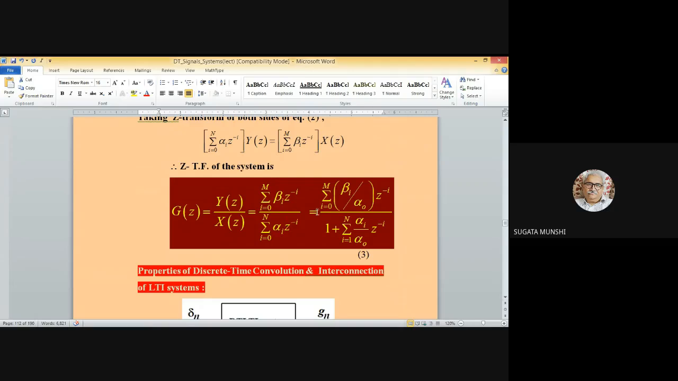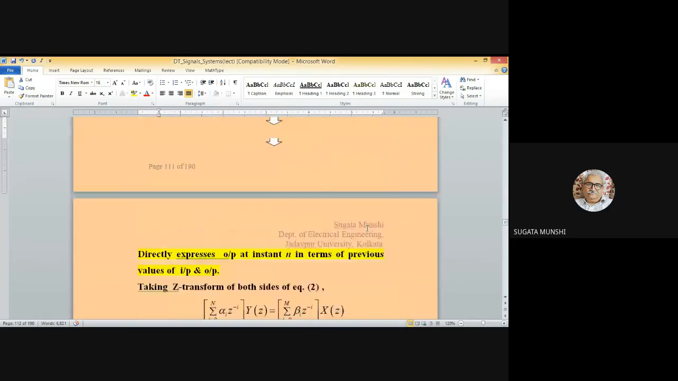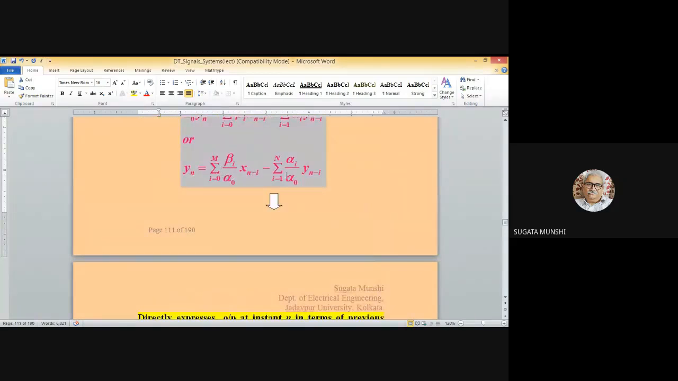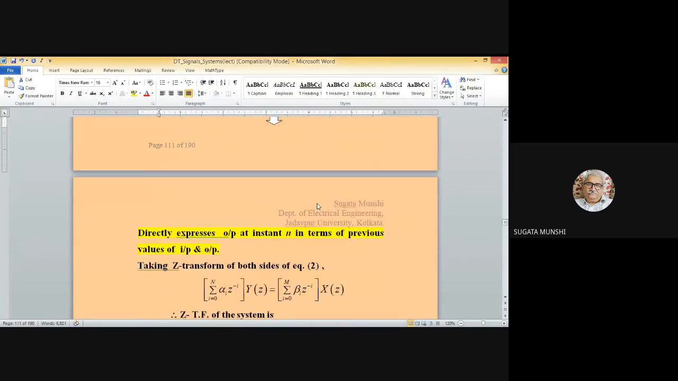Here in this expression, just see how I have moved from that ratio to this one. I have kept the numerator intact, and in the denominator what have I done? I have taken out the term corresponding to alpha 0. I have divided the numerator by that alpha 0. So here you have 1 plus summation over I equal to 1 to n alpha I by alpha 0 z to the power minus I. That could also have been obtained simply by taking the Z transform of both sides of this equation.